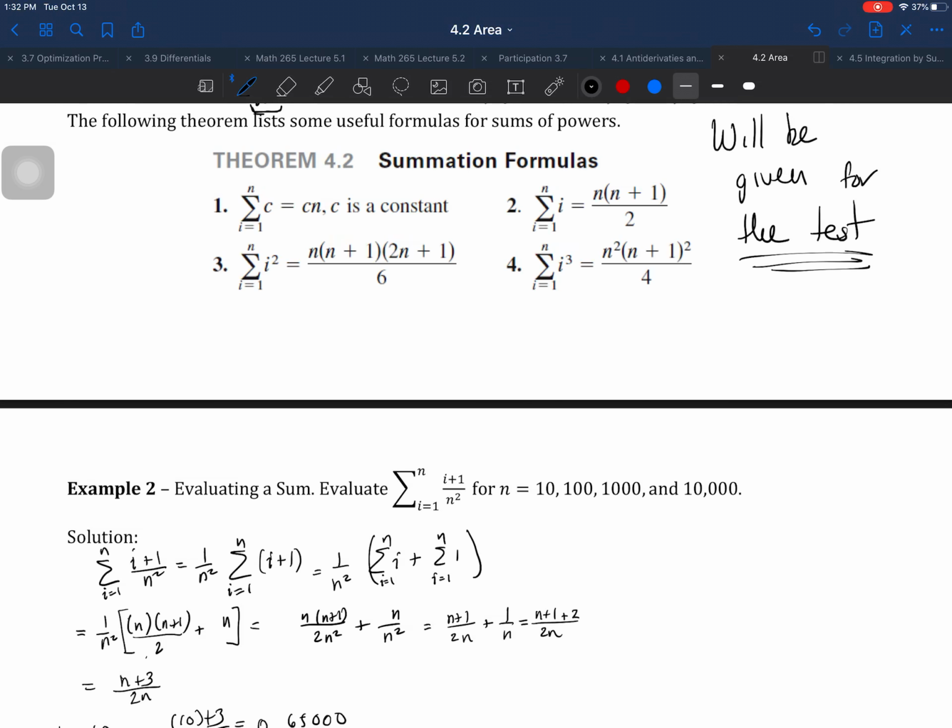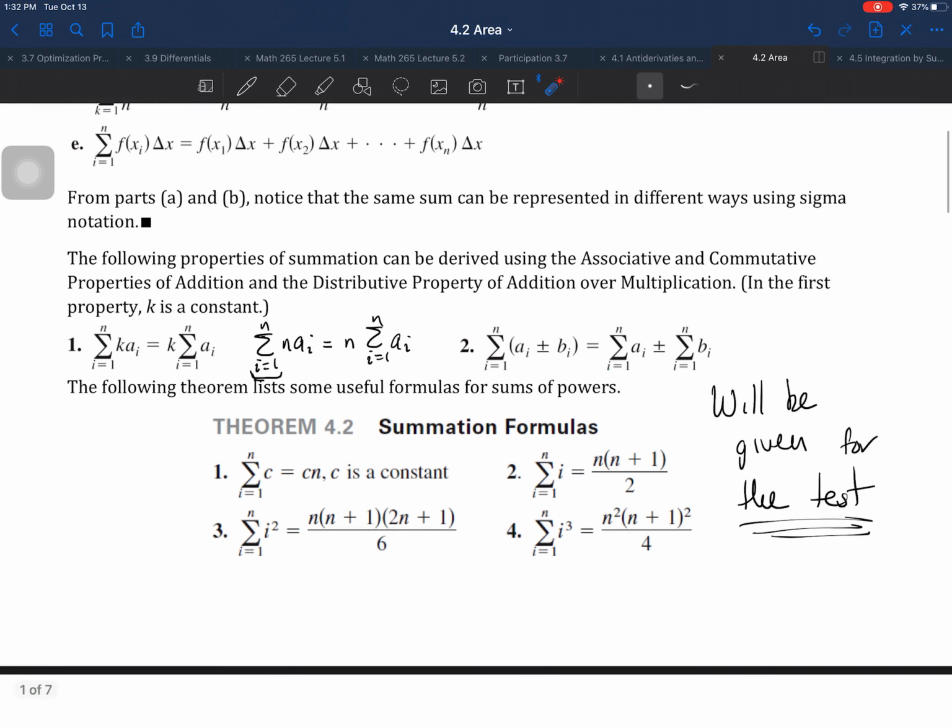But anyways, what we're saying here is that the sum of all these terms from 1 all the way to n is equivalent to, for the sum of all terms, 1 plus 2 plus 3 plus 4, the same thing as n times n plus 1 over 2.